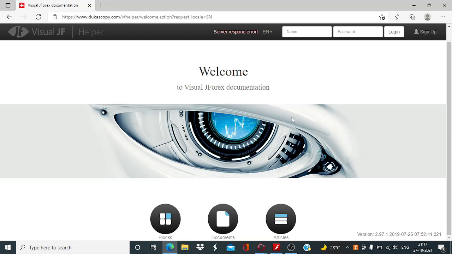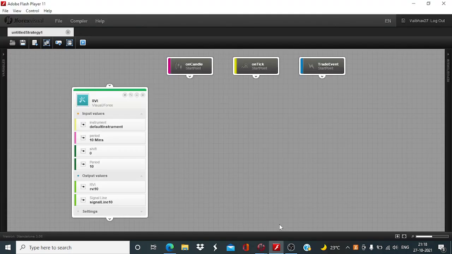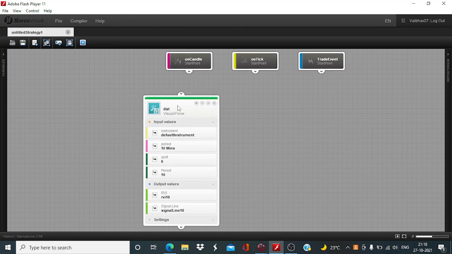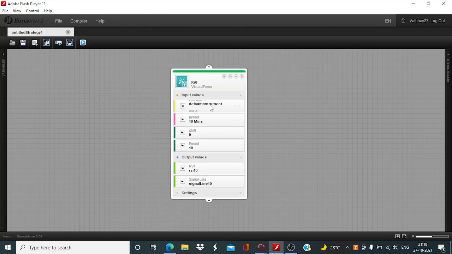So we will see how we can take the help of this indicator in defining a setup, an algorithmic setup, in a profitable manner. So let us now head to the Visual JForex board, which has been developed by the Dukascopy Bank SA. Here is this indicator block. We have to define these four input parameters, depending on which we will be getting these two values, and also we have to pay attention to these settings.